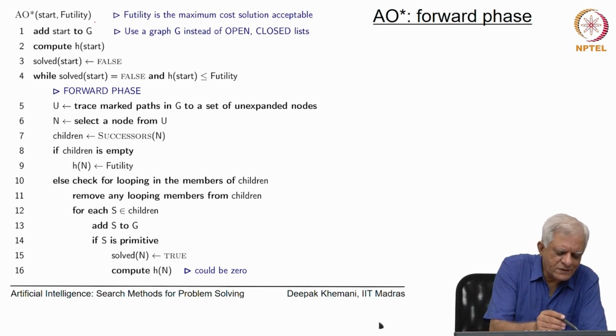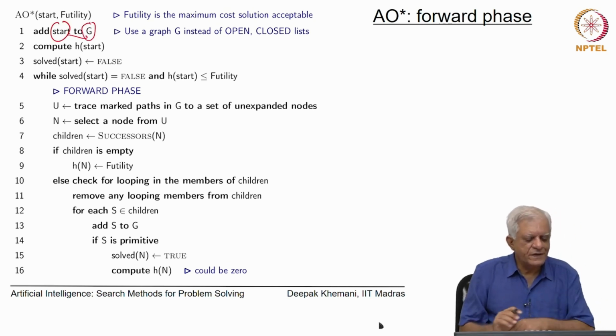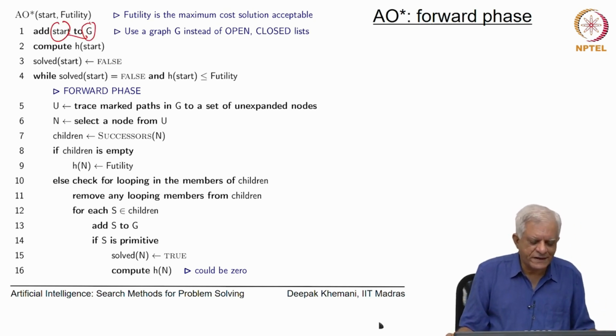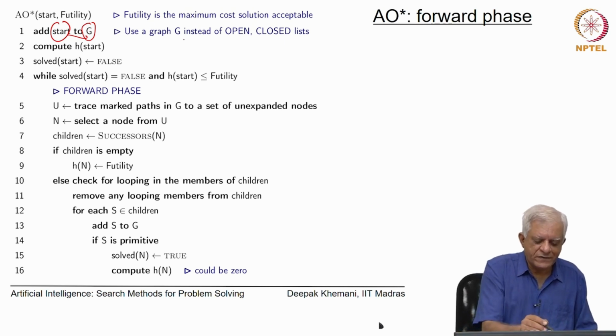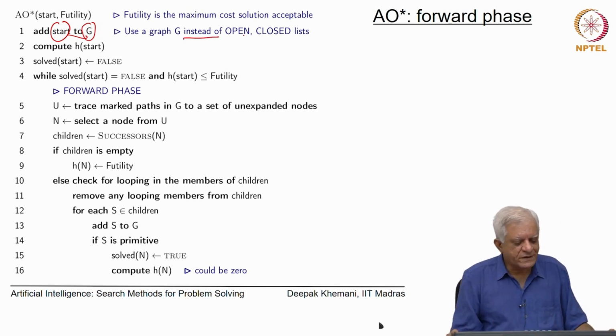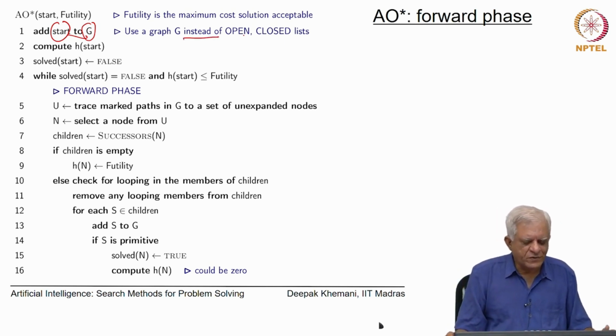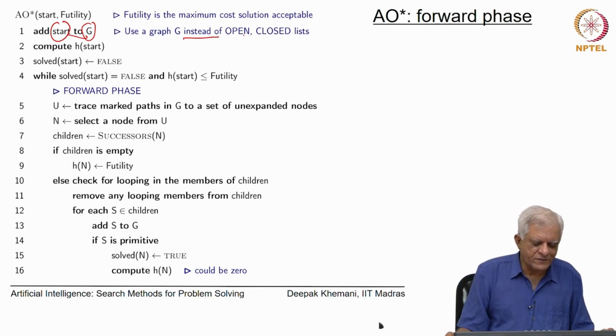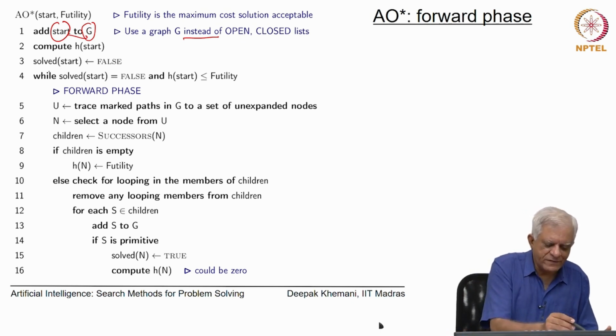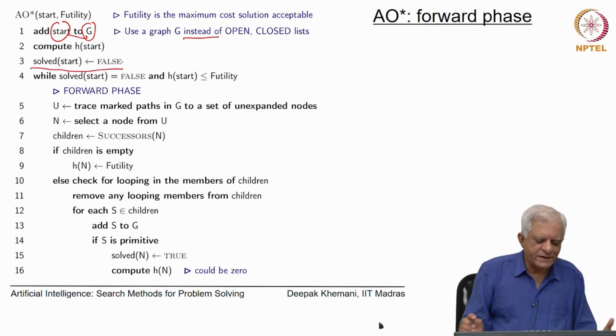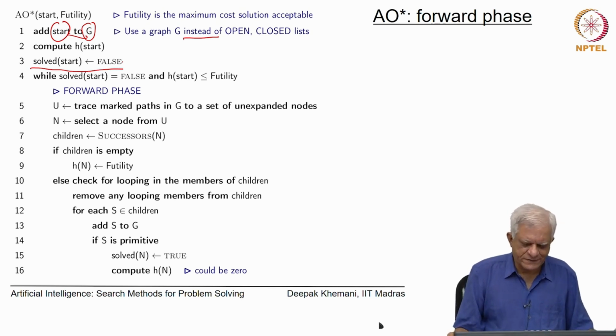Initially, at the very beginning, of course, we simply add start to the graph G. G here stands for the graph, and the only node we have is the start node in the graph essentially. So, as we said, we are using a graph instead of open and close like we did in the earlier algorithms. Compute the h value of start, that we assume for every node that we generate, and we say that it is live, and we say it by saying that solved status is false.